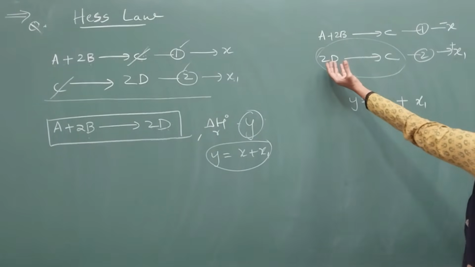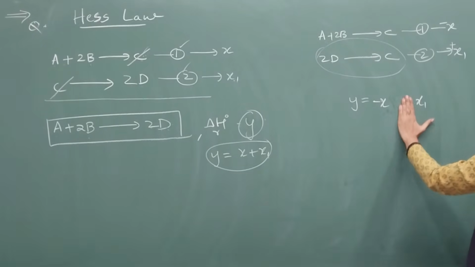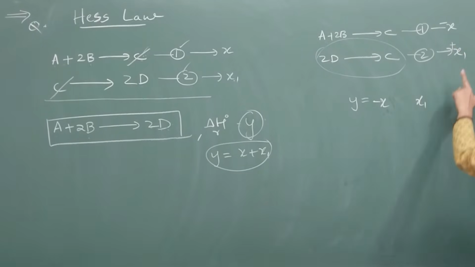When you are supposed to reverse the equation, the enthalpy value, if it is plus, becomes minus, and if it is minus, becomes plus. So you are supposed to take not plus X1, but minus X1.